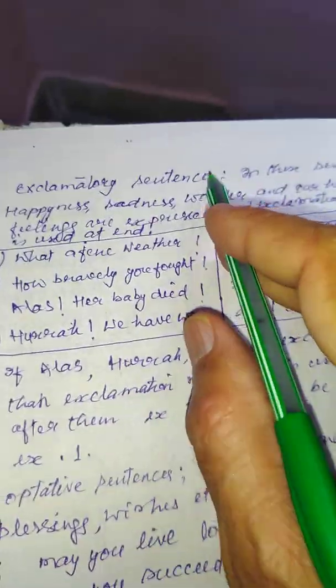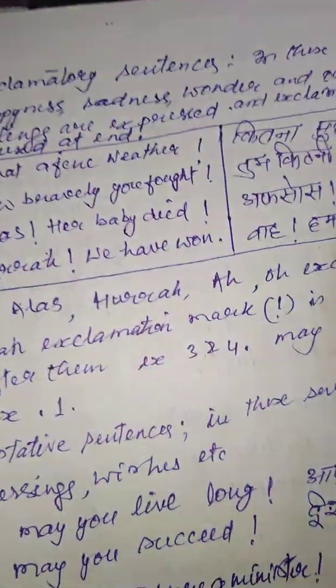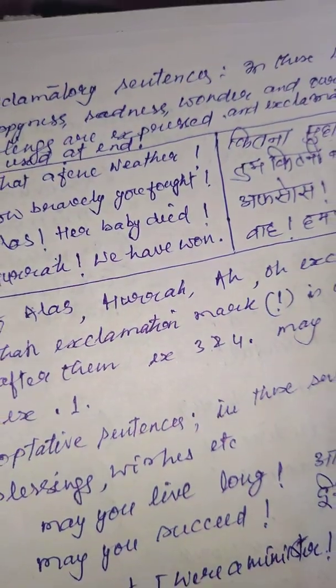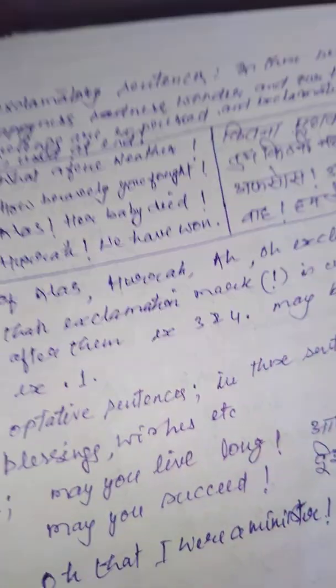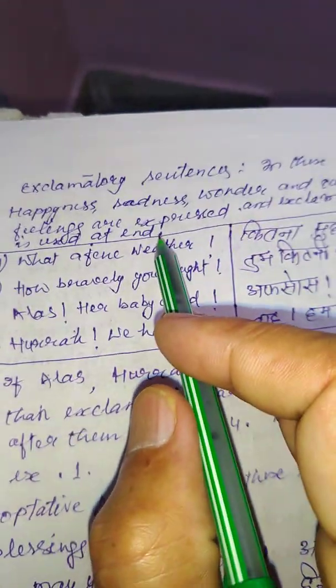Fourth topic is exclamatory sentences. You might have heard about exclamatory sentences in your previous class. We have taught you in depth, but here also, in these sentences, happiness, sadness, wonder, and our heart's fast feelings are expressed. And an exclamation mark is used at the end of such sentences. Have you made such sentences earlier? If not, just have a look.